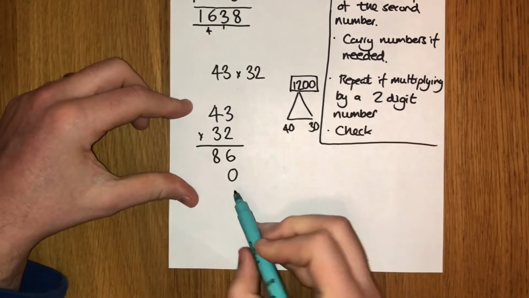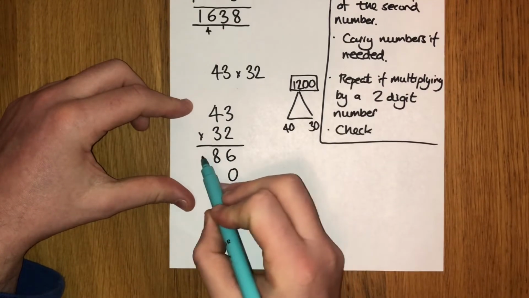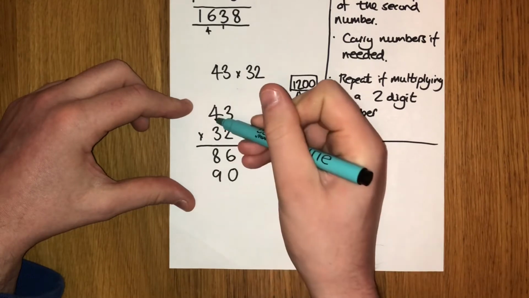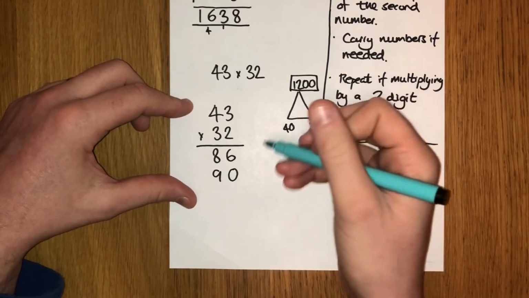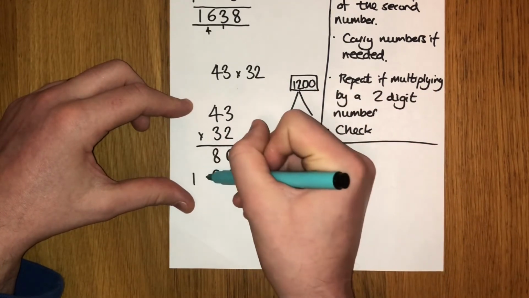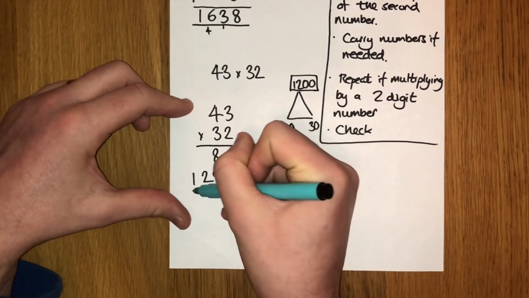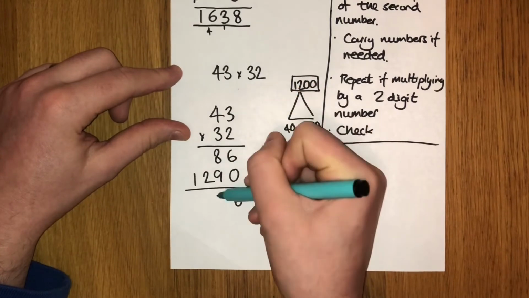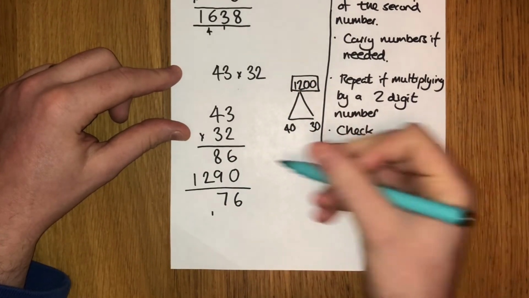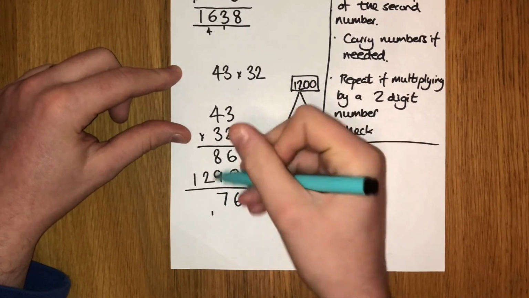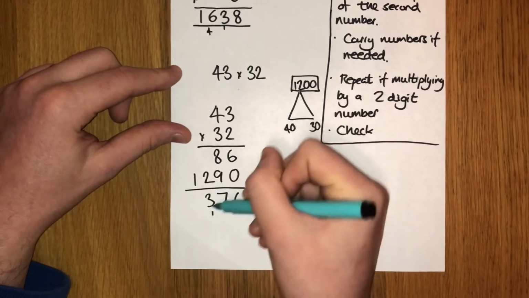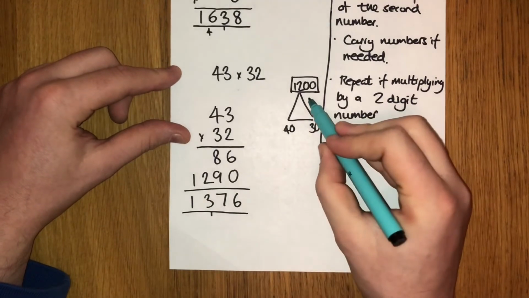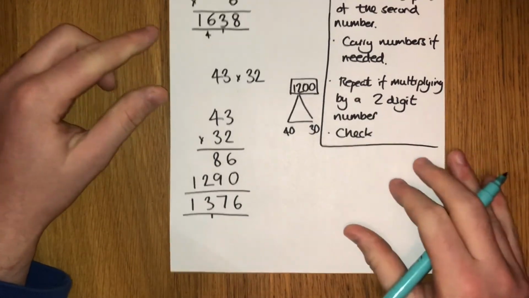So I need to move everything a column higher. So 3 times those 3 is going to be 9 tens, and then 3 tens times those 4 tens is going to give me 12. Add them together: 6 ones, 17 tens, 2 hundreds plus that one is 3 hundreds, plus that one, 1,376. So yeah, that is a bit bigger than that, but I expected that.